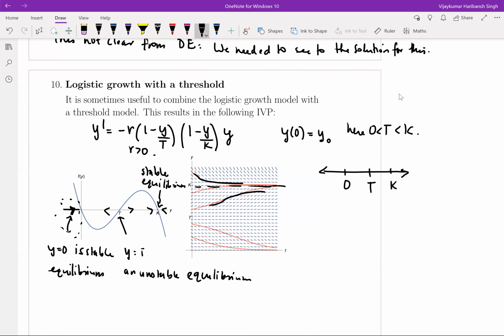Again, in what way? Concave up or concave down? You have to do a similar analysis as you did earlier. This is your t solution, y equals t. Is it stable or unstable? It's unstable because both down and up the solutions are moving away from it. And y equals 0 is the stable solution, because the solutions are converging to 0. So this is the model of logistic growth with a threshold. That's about it for today. Thank you for your attention.